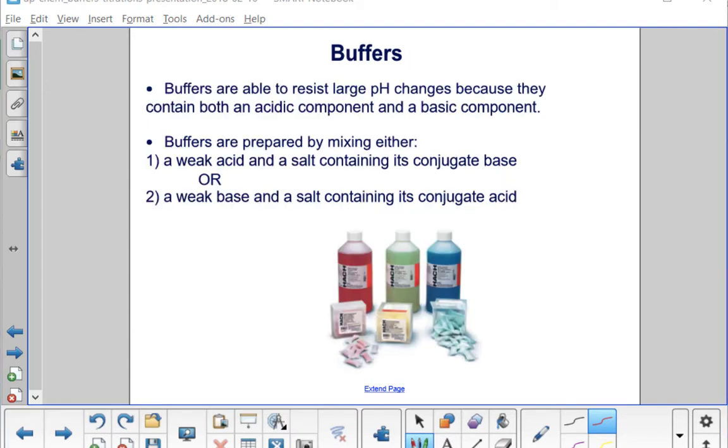The reason why buffers are able to resist large pH changes is because they contain both an acidic and a basic component. Buffers are prepared by mixing either a weak acid and a salt containing its conjugate base, or a weak base and a salt containing its conjugate acid.